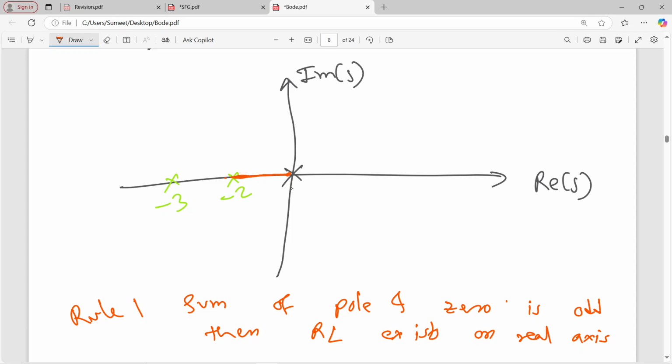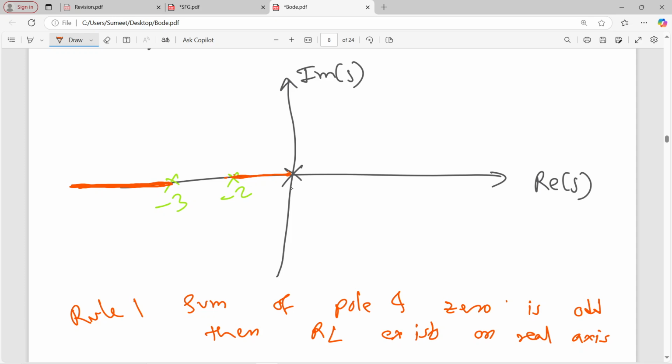Now from here, if I add the sum of poles and zeros, it is nothing but one pole and another pole, two poles are there. So this is an even number, so here the root locus branch will not exist. Now here again the sum of poles and zeros is odd, 1, 2, 3, it is an odd number. So here also your root locus branch is present. So this is how we have determined the root locus present on the negative real axis.